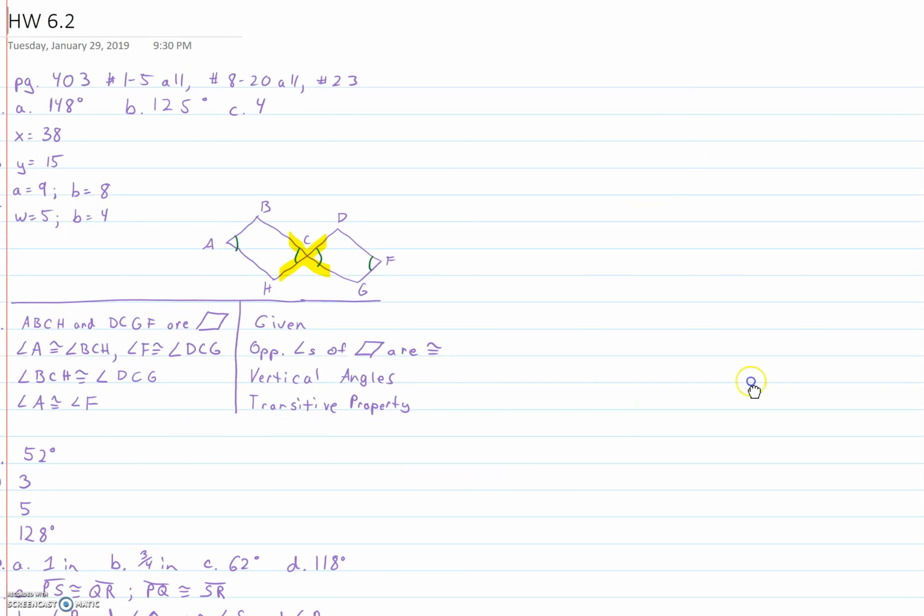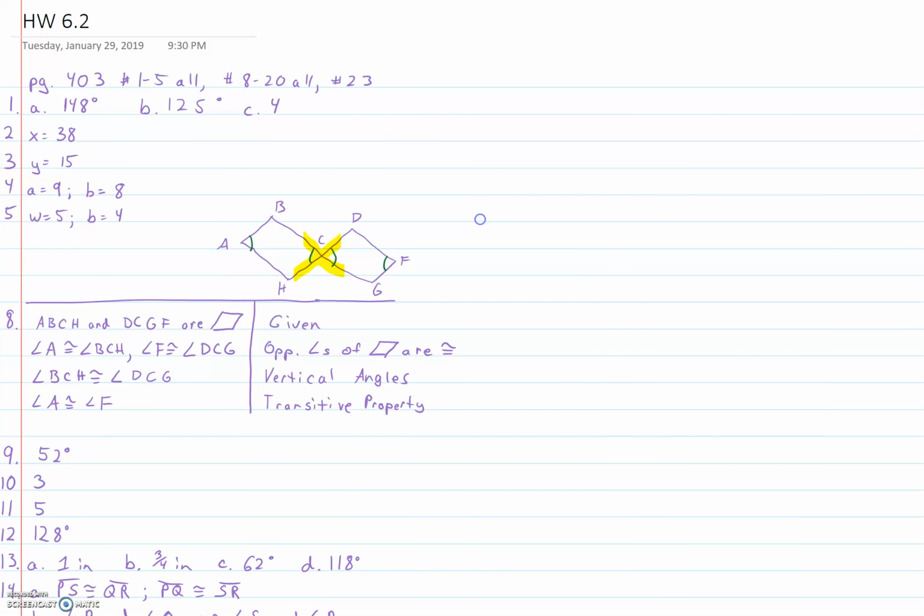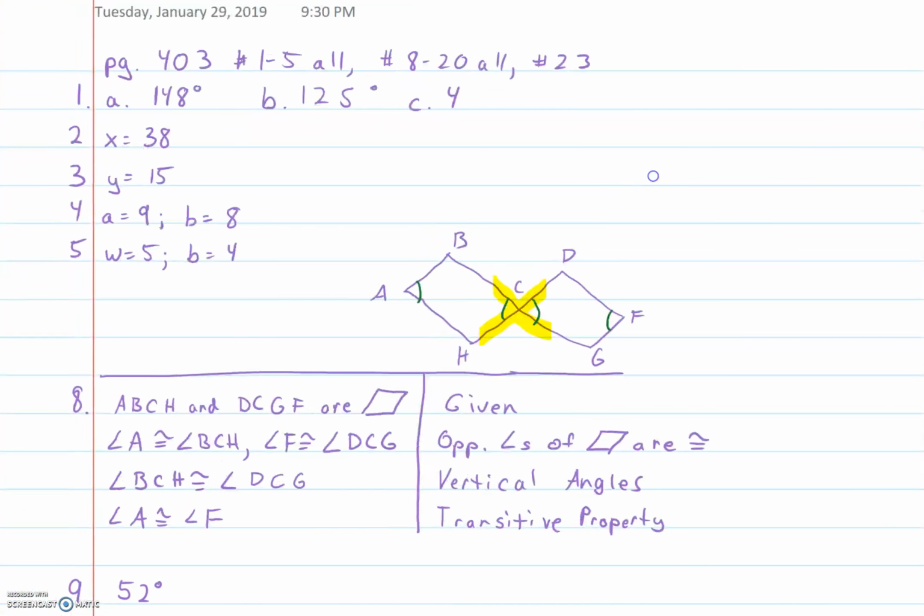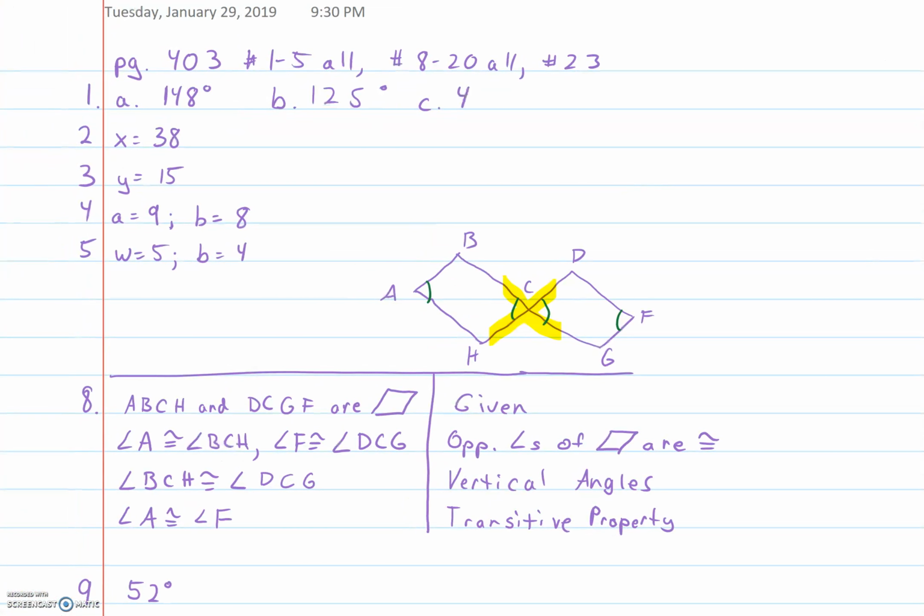All right, here's the homework from 6.2. That's page 403, number 1 through 5 all, 8 through 20 all, and number 23. I'll be scanning through these quickly, so at any point if you need to, pause the video and double check your answers.